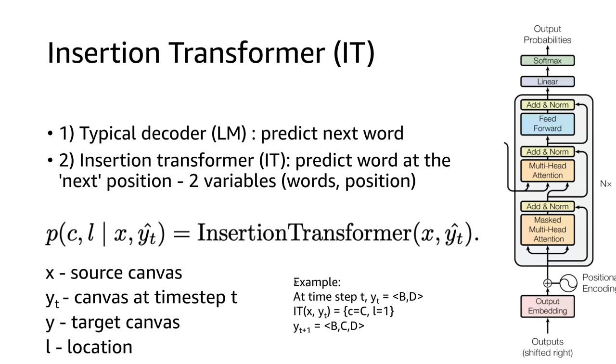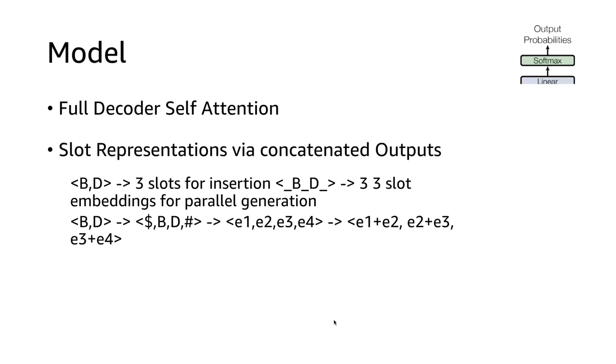Let's take an example to see how this works. At time step t, let's say you have two words B and D, and your insertion transformer is given your canvas at time step t and also your input, and it predicts that C is the next word, and it should be inserted at position 1. So your new canvas would be BCD because the word C was inserted at position 1. So that's how it's going to work.